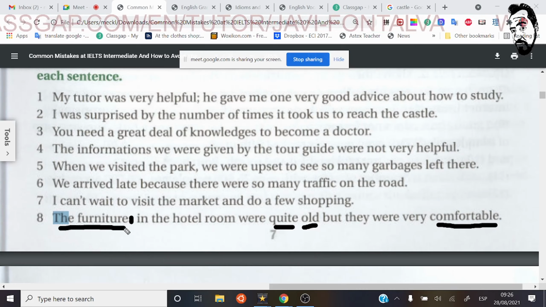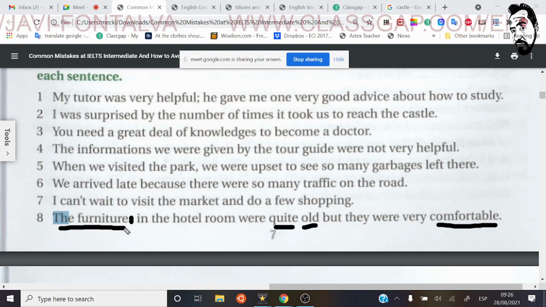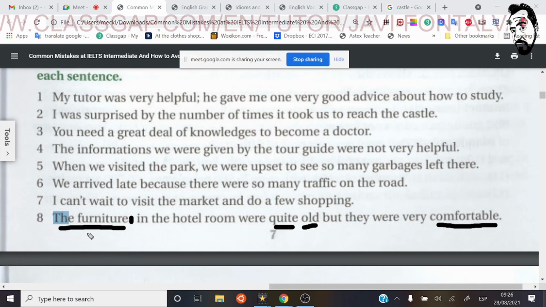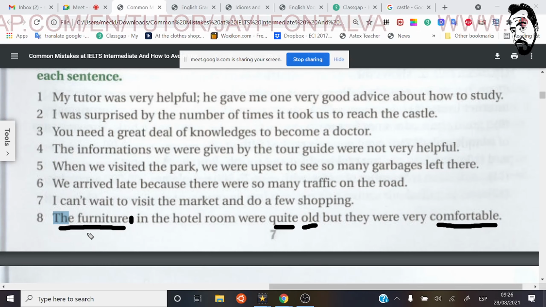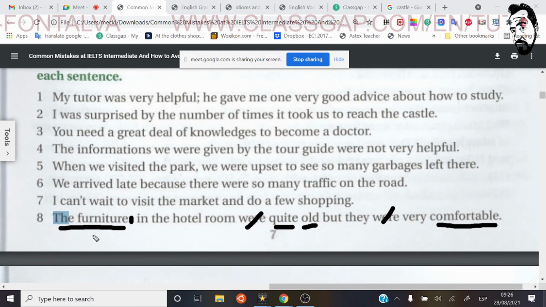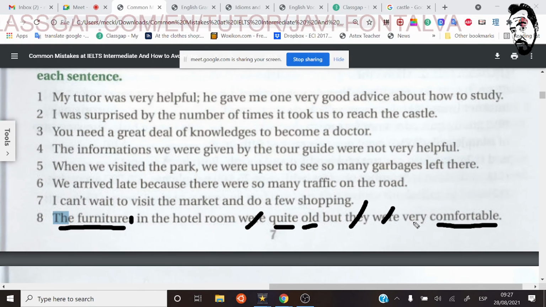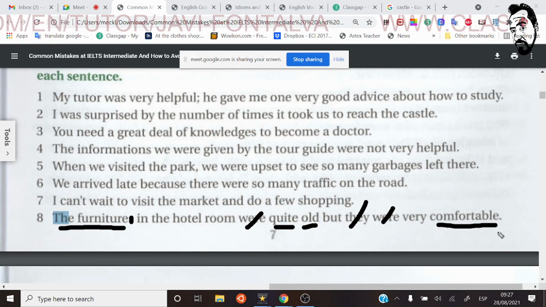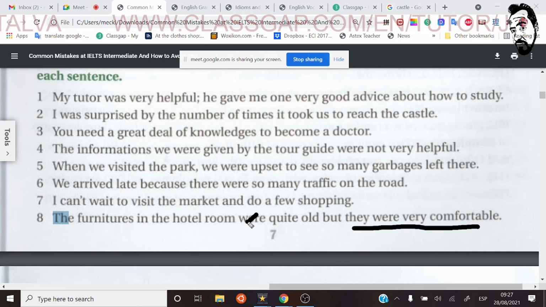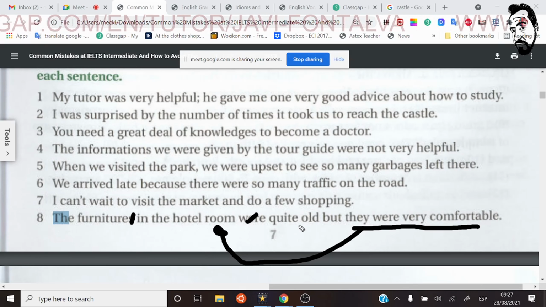Okay, let's go back to this one. The furniture. Is this plural or singular? Forget about comfortable. What about the furniture? Singular. It's singular. So you have to use the singular verb. So the furniture in the hotel room was quite old, but it was very comfortable. Wait a moment. Actually, here we talk about the room, so they means the room. No problem. The furniture in the hotel room was quite old, but they were very comfortable.